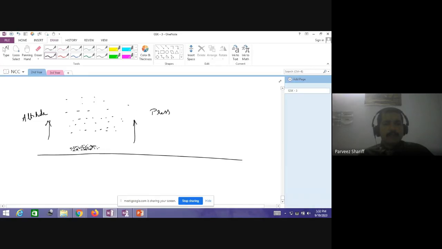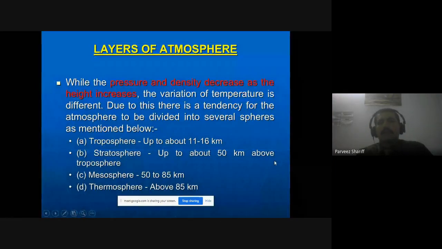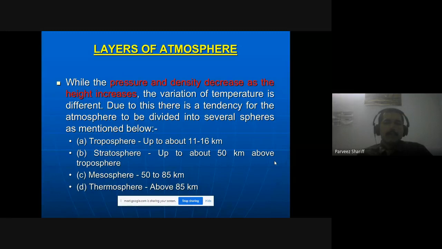So as we go higher and higher, the pressure and the density decrease. That is what happens to pressure and density as we go above the Earth's surface. And this will also affect the temperature. As we go higher in altitude, there is also a change in the temperature, and due to this, there is a tendency for the atmosphere to be divided into several spheres.